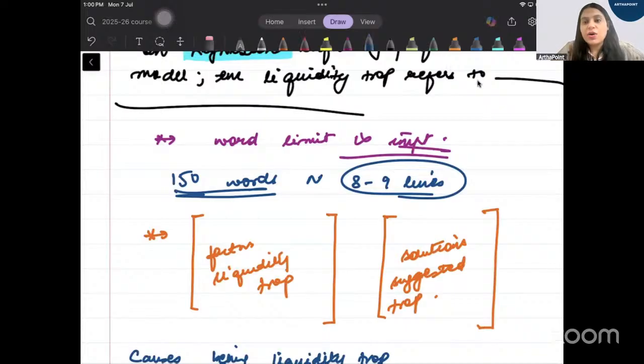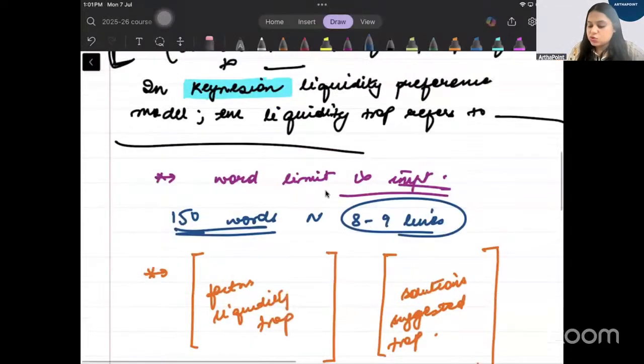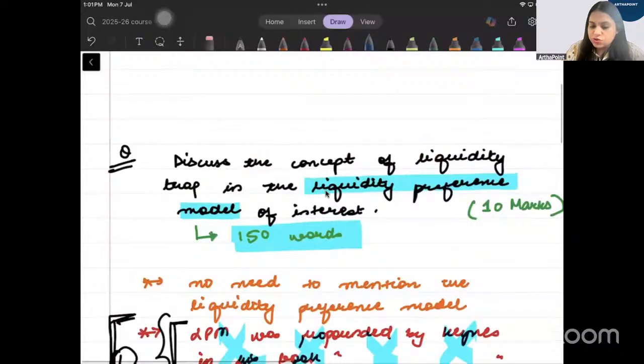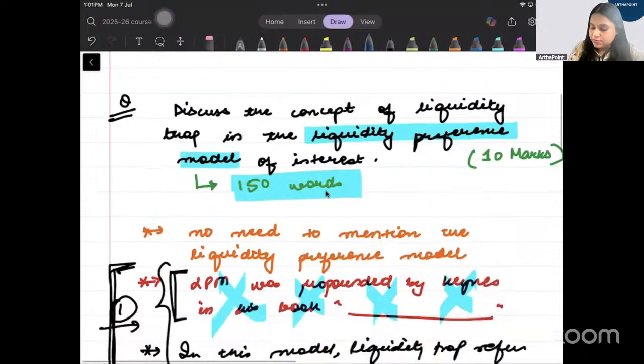Okay. So now, let me just go ahead and give you all the pointers as to how you can write a good answer. So we'll take this question only. This is the question. You have to tell what a liquidity trap is within the liquidity preference theory. Okay.